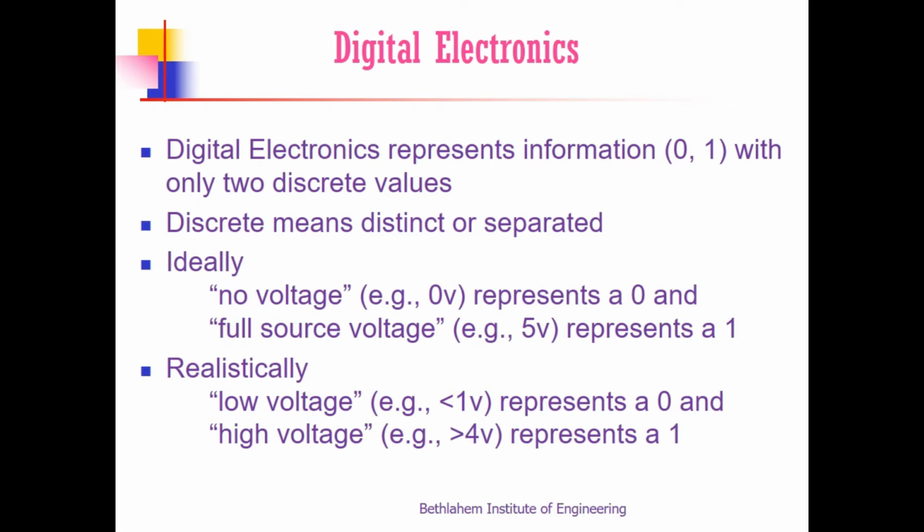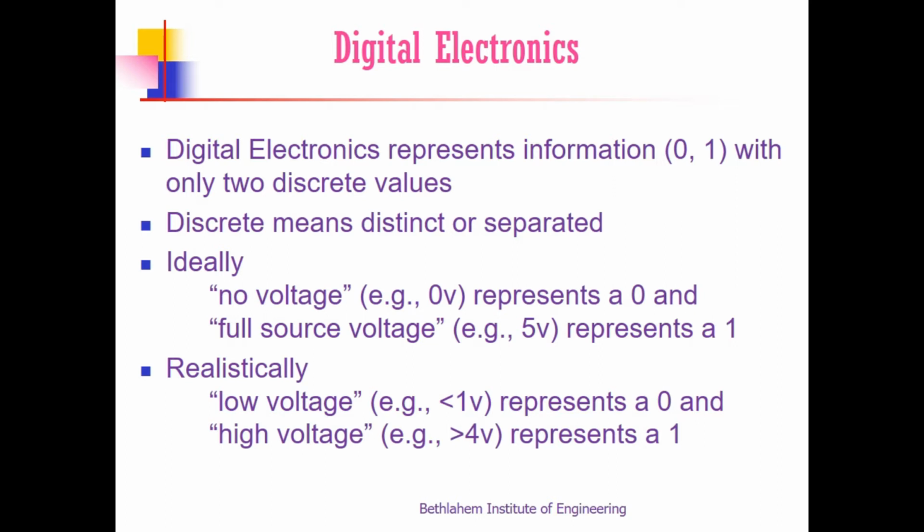What is digital electronics? Digital electronics represents information with only two discrete values, 0 and 1. So discrete means distinct or separated. It is the opposite of analog. Analog means continuous, but discrete means separated or distinct.